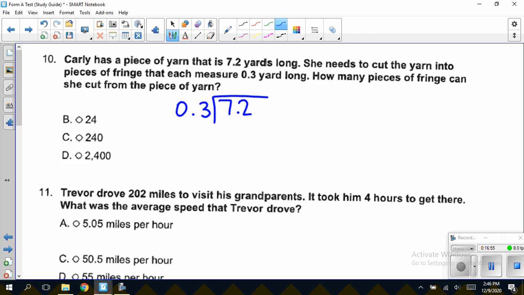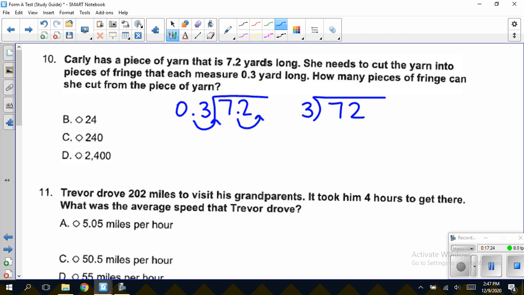Well, ladies and gentlemen, we do have a decimal in our divisor, which we know we cannot have, so we need to swoop that decimal out. Remember, to make this divisor a whole number, I'm doing one swoop to the right, so that means I'm essentially multiplying it by 10. Doing the same thing to the dividend, multiplying it by 10, swooping once to the right, now changes my division problem to 72 divided by 3. So now I can go ahead and divide.